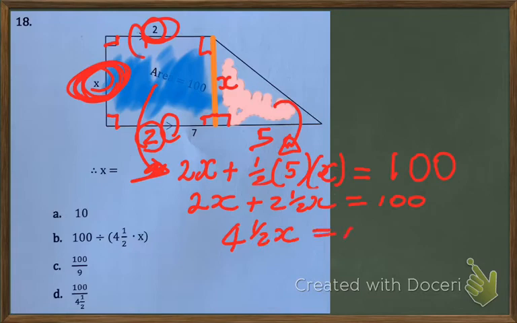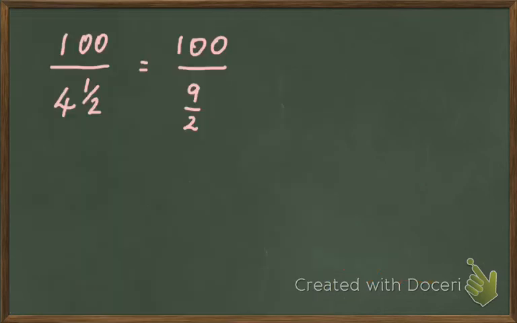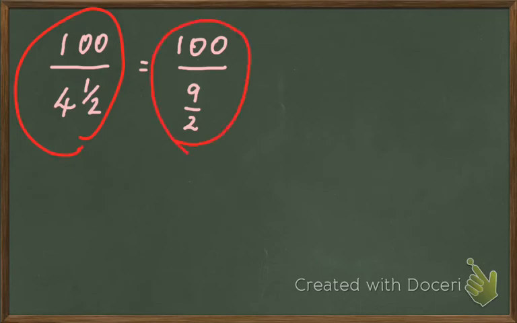We then divide by 4.5 on the left and on the right. So x is equal to 100 divided by 4.5. And you can see the answer right here at the bottom, D. Now consider the answer, 100 divided by 4.5. 100 divided by 4.5 is also 100 divided by 9 over 2. And what we now can do is we can continue to manipulate.